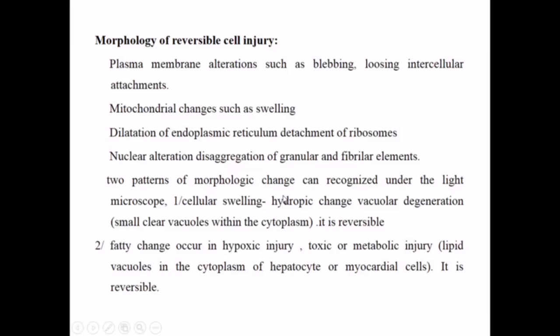Cellular swelling, first, also known as hydropic degeneration; hydro means water. Vacuolar degeneration: small clear vacuoles in the cytoplasm. This is reversible. Another pattern is fatty change, which occurs in hypoxic, toxic or metabolic injury: lipid vacuoles in the cytoplasm, like in hepatocytes, the liver cells, or myocardial cells, the heart cells. Also reversible. So there are two morphological changes in reversible injury, cellular swelling and fatty change.